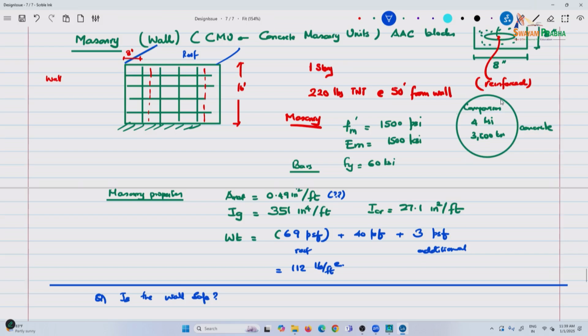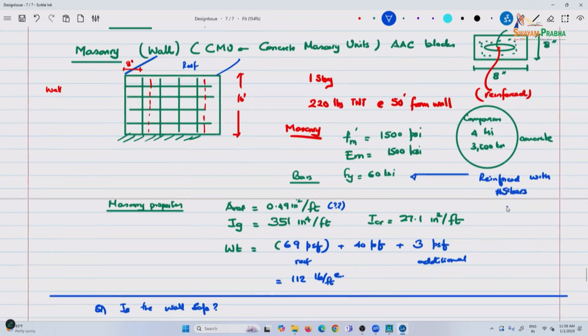The other thing is it is reinforced using number 5 bars, which is 5/8 inch in diameter, at 24 inches center to center. So, basically every third one.